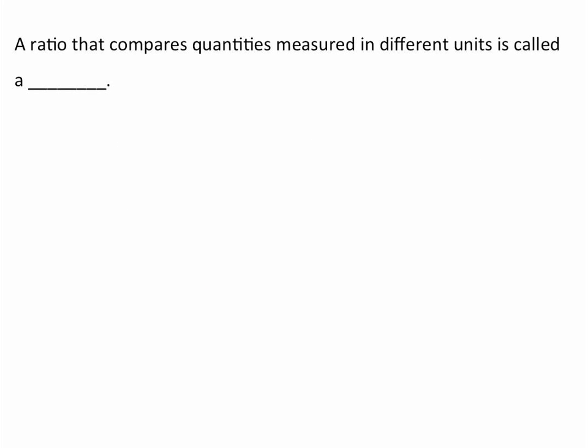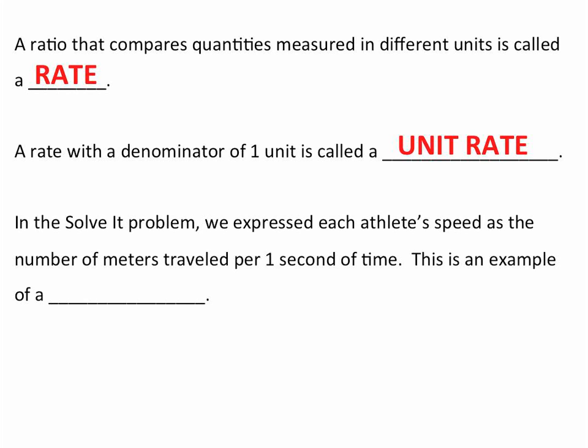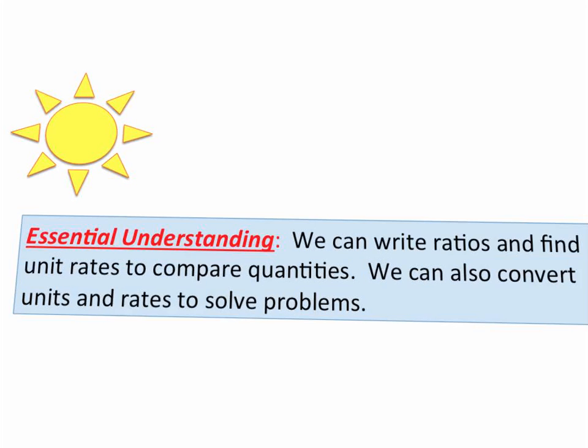A ratio that compares quantities measured in different units is called a rate. A rate with a denominator of 1 unit is called a unit rate, unit meaning 1. In the solver problem, we expressed each athlete's speed as the number of meters traveled per 1 second. So that's an example of a unit rate. Okay? We can write ratios and find unit rates to compare quantities. We can also convert units and rates to solve problems.